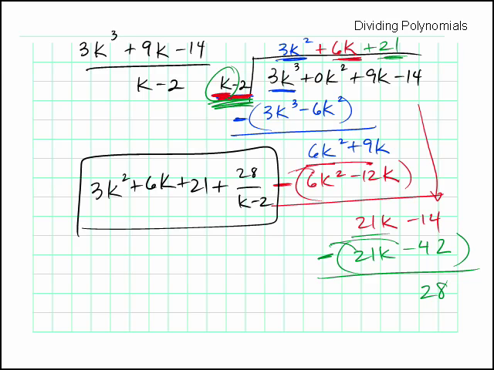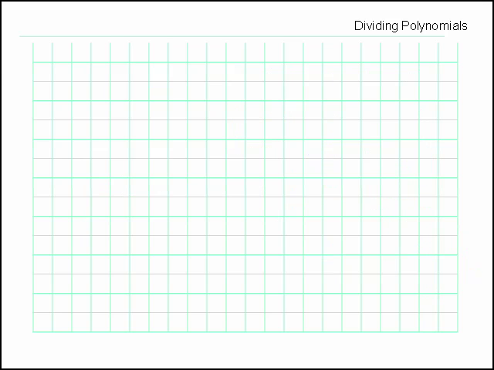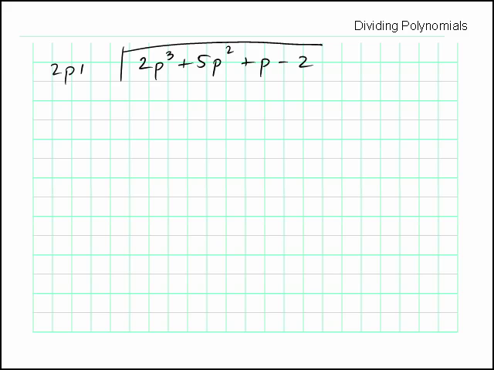All right, let's see what we have here. Let's take a look at this one. 2p cubed plus 5p squared plus p minus 2, and we're going to divide that by 2p plus 2. Let's see what happens when we try this one. How do we turn 2p into 2p cubed? You have to multiply by p squared.